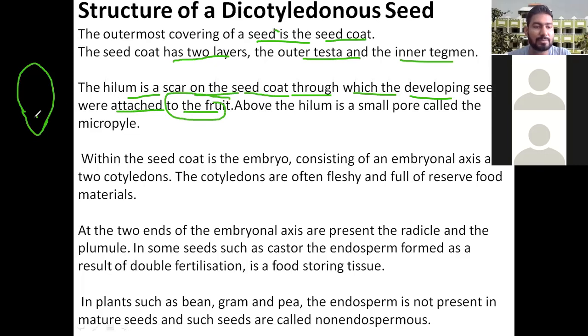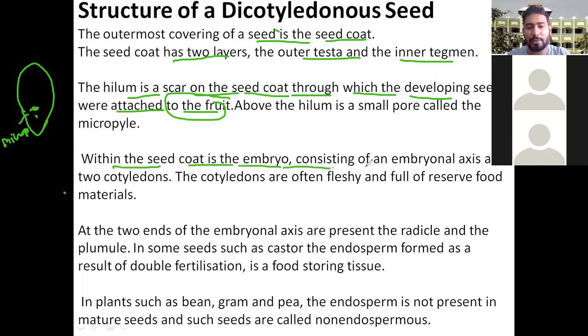Above the hilum is a small pore, which is known as the micropyle. Micropyle is the pore by which water and oxygen enter inside the seed. Now you can see, above the hilum is the small pore called the micropyle.